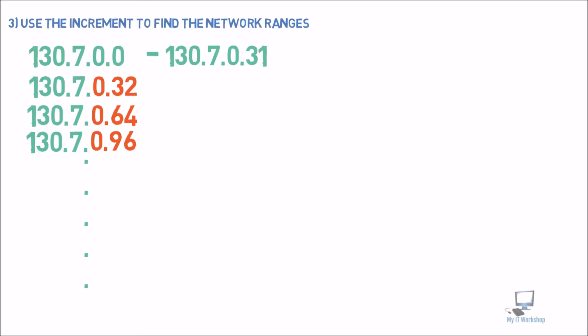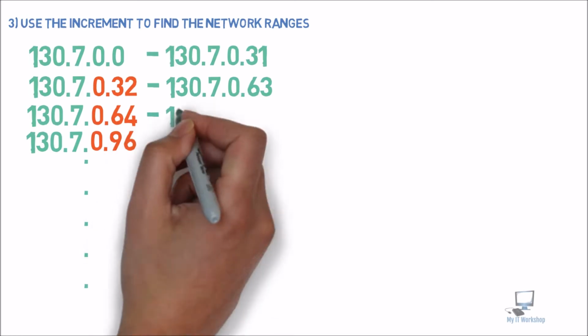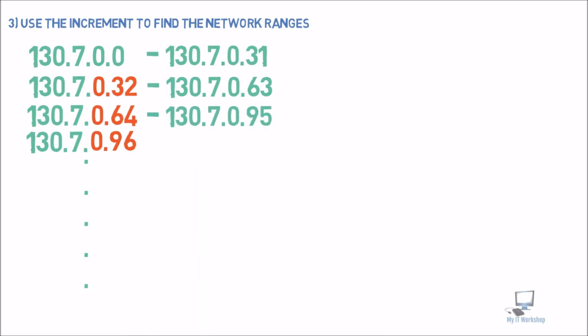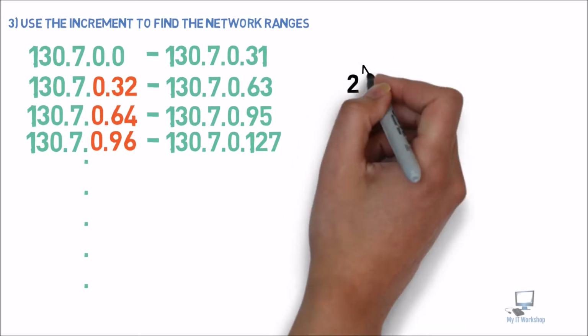So the ranges are going to be, as you see here, from 130.7.0.0 to 130.7.0.31. Always a number before the next subnetwork. So the next one, from 32 to 63, always a number before, and then the following is going to be 64 to 95, always a number less. And the last one, well, we only need 3, but just to practice, is going to be 96 to 127.